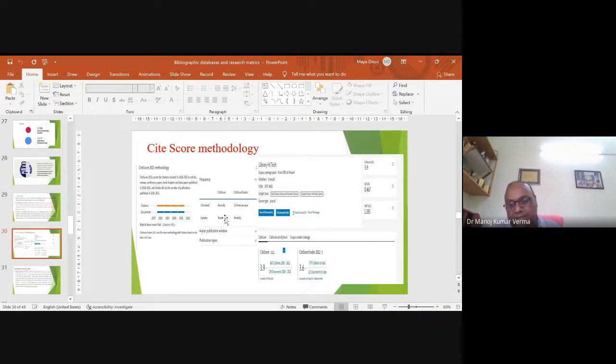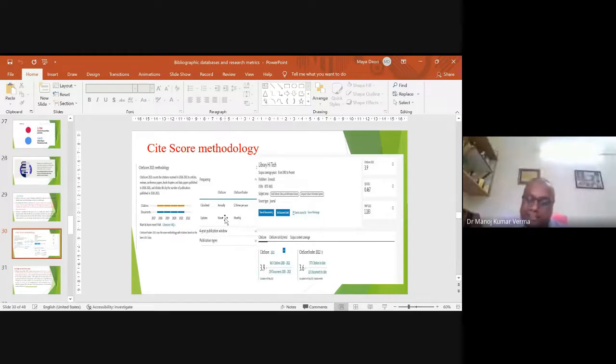Take the last 4 years, suppose 2018, 19, 20, 21. How many citations did that journal receive, divided by how many articles they published in the last 4 years? After the division, whatever value comes, that will be your CiteScore.